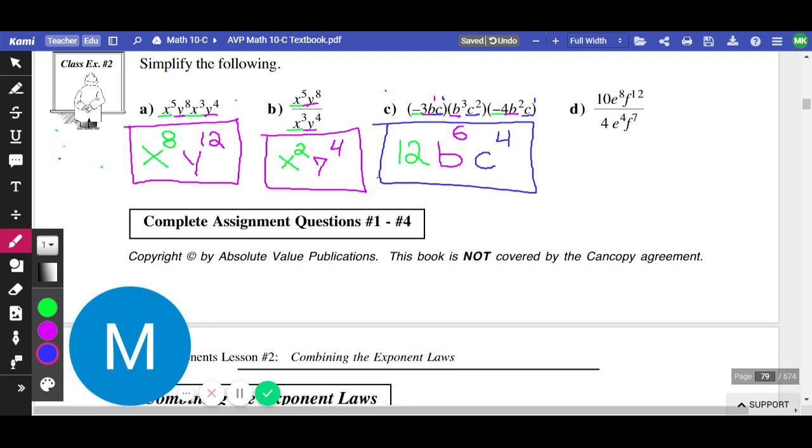Okay, last one. We got the issue with the numbers again, the coefficients. So 10 and 4 don't divide nicely. In your calculator, if you did 10 divided by 4, you get a decent decimal, like 2.5. Right? We don't want decimals. We want fractions.